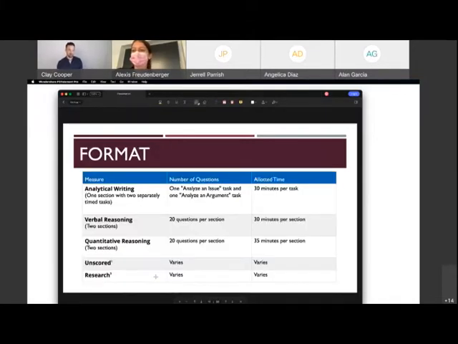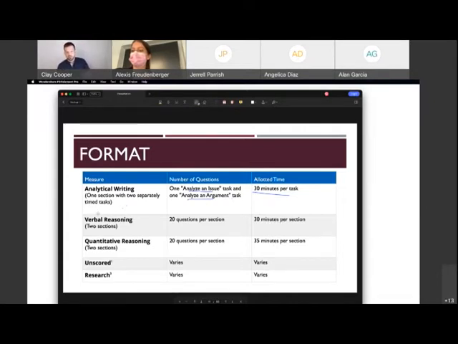All right, cool. So here's a breakdown of how the sections look. The analytical writing section comes first. Basically, there are two different sections. You're going to have 30 minutes per task. In one case, you're going to analyze an issue, and in another case, you're going to analyze an argument. Again, I would love to talk to you about that. If you want to talk about it, reach out to me. We're not going to spend too much time on it today.